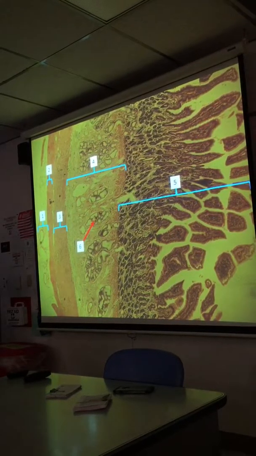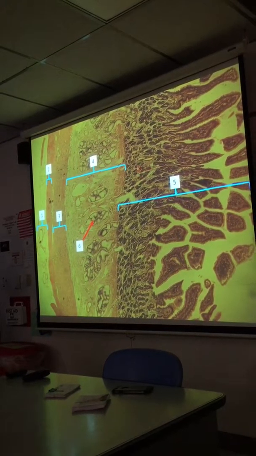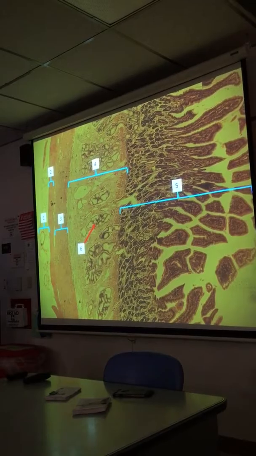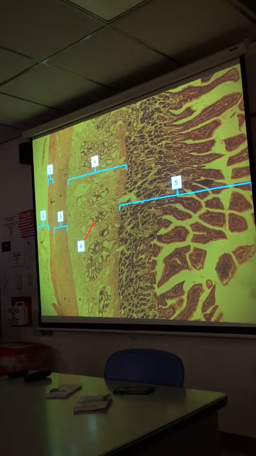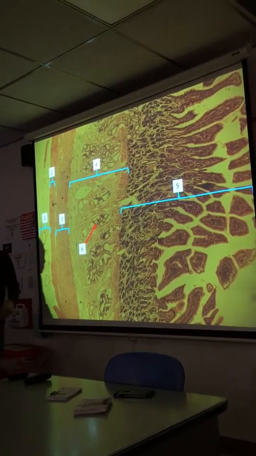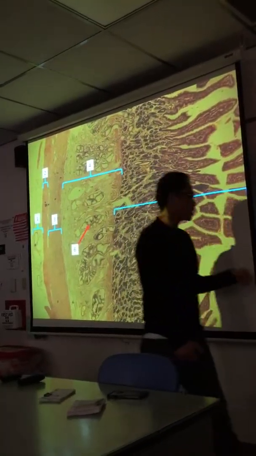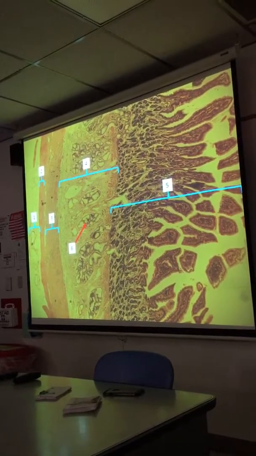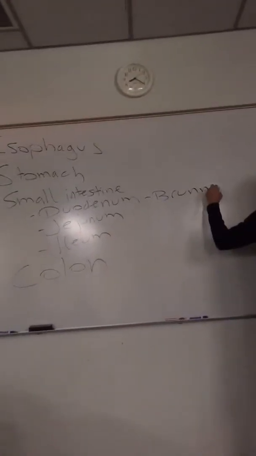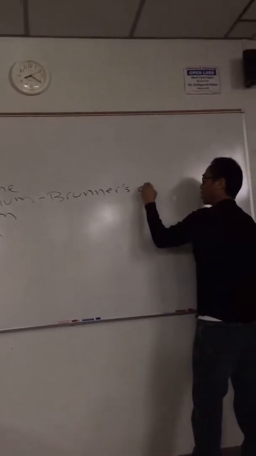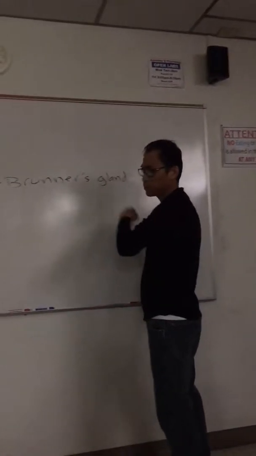finger-like projections. You can even see deep inside, those would be the crypts. You got villi, crypt, okay? But for the duodenum, I would note number 6. That's the Brunner's glands. You only see them here. That's how you tell you're in duodenum. I know it's hard to see in the dark, so I'll turn on the lights.